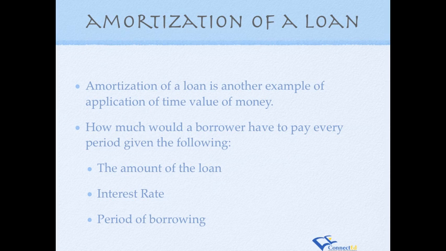So given these three factors, the amount of the loan, the interest rate, and the period of the borrowing, you would need to know how much you have to pay every year or every month. This is called the amortization of a loan, and the amortization table is derived using the time value concept.